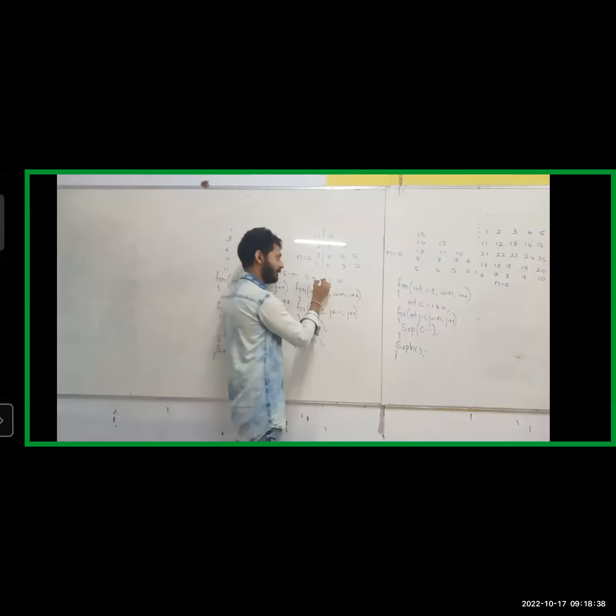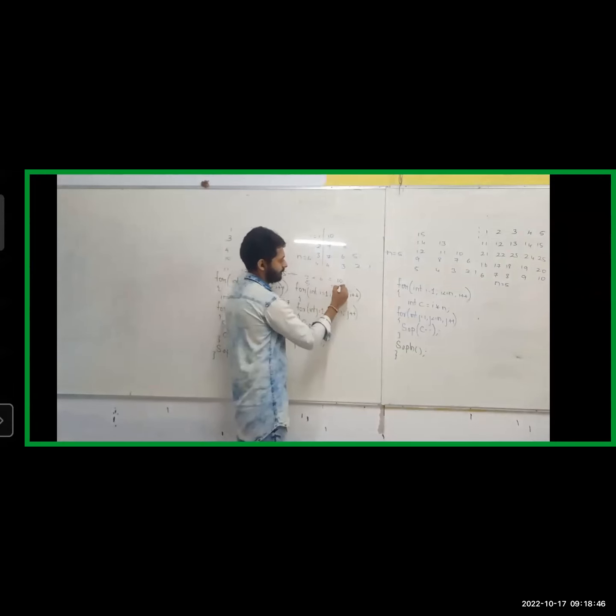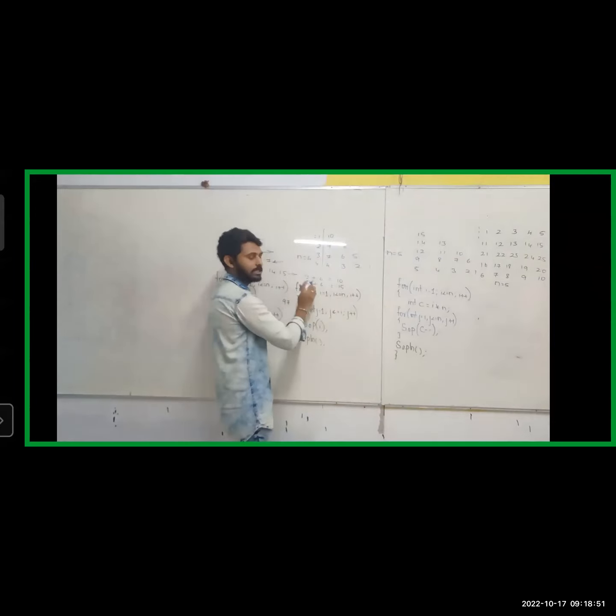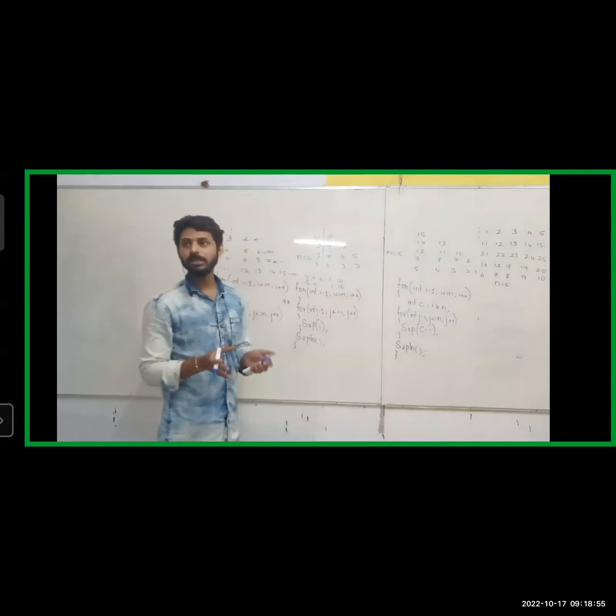Plus 6, you will say. Fine. Plus 6, if I do 10, I'll get it. Fine. Next, in the next one, if I give 5, it should hold good for this one also. If I add 6, will I get this? No. So I should find some logic in such a way.